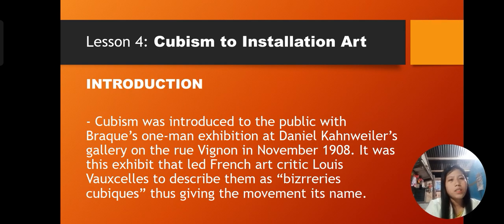Next is Cubism to installation art. Cubism was introduced to the public with Braque's one-man exhibition at Daniel-Henry Kahnweiler's Gallery on the Rue Vignon in November 1908. It was this exhibit that led French art critic Louis Vauxcelles to describe them as bizarre cubes, thus giving the movement its name.